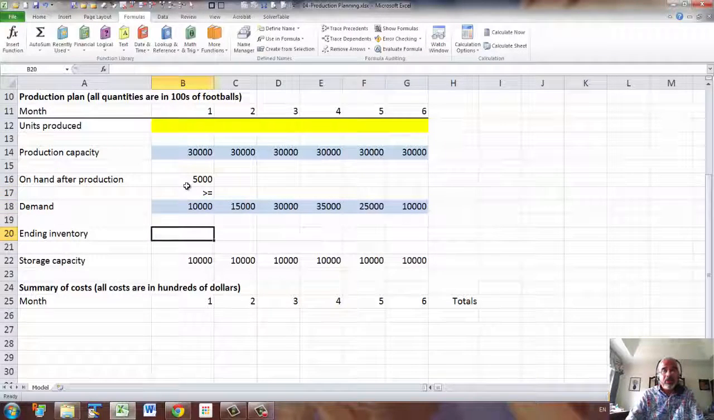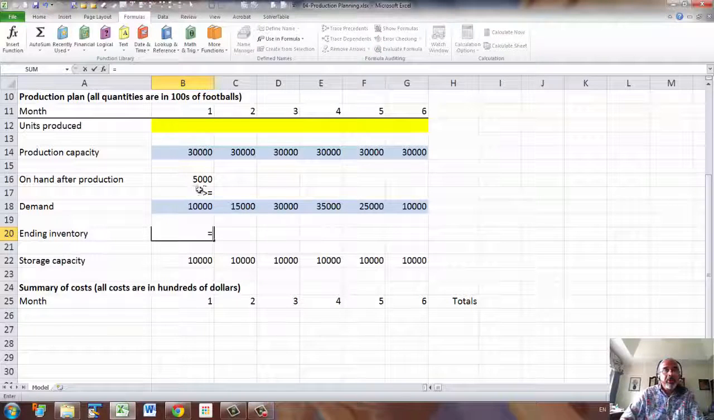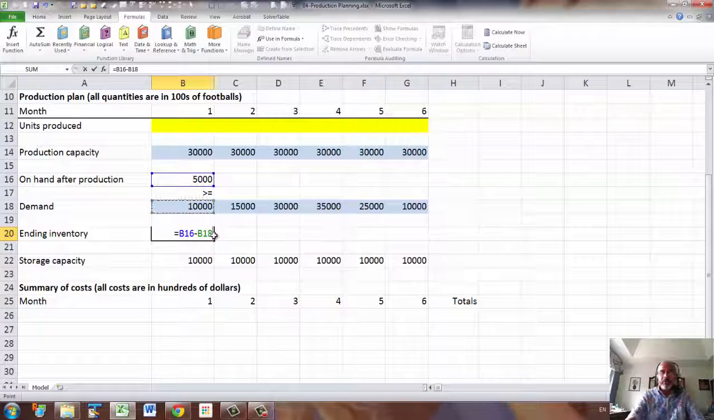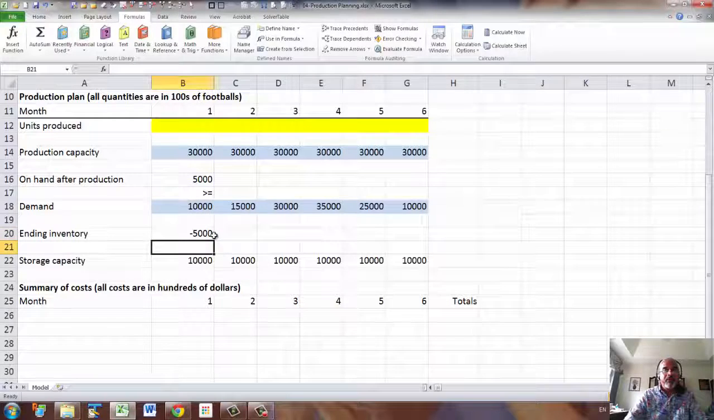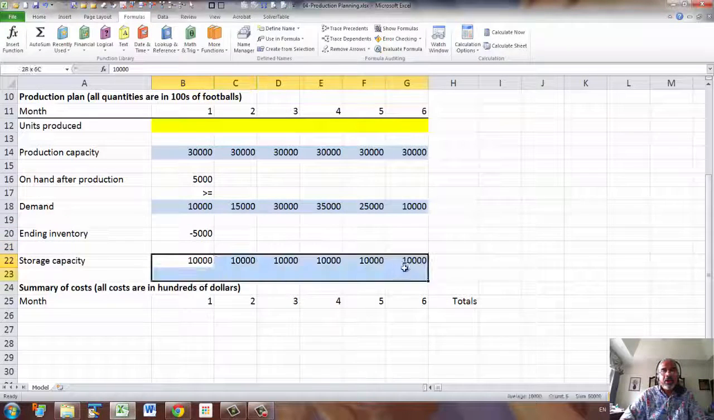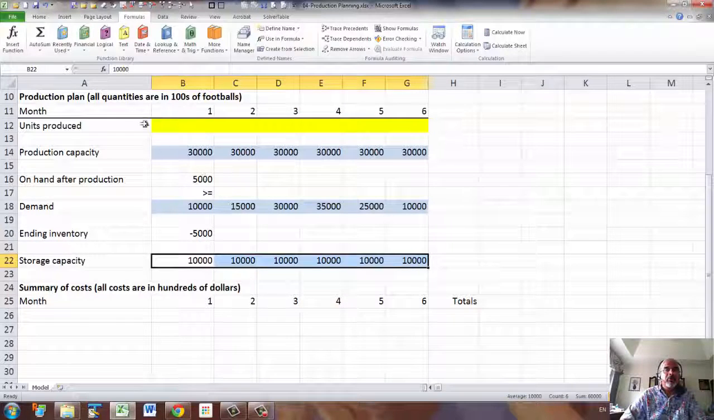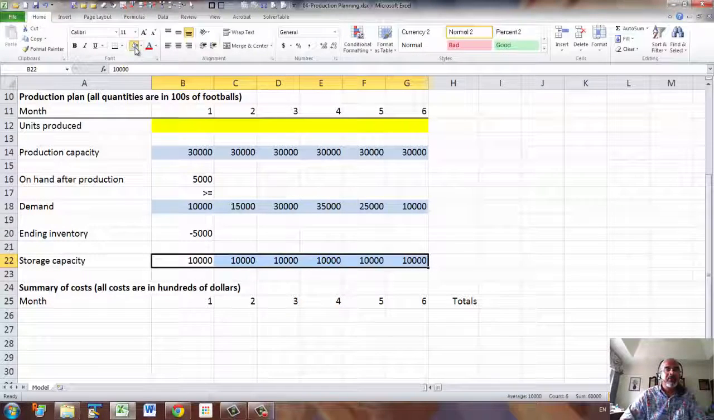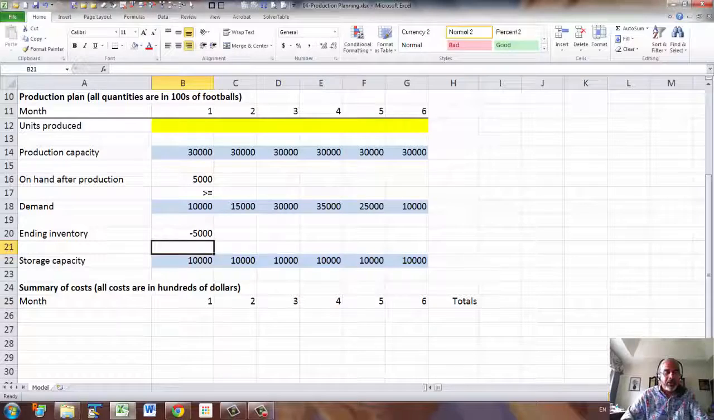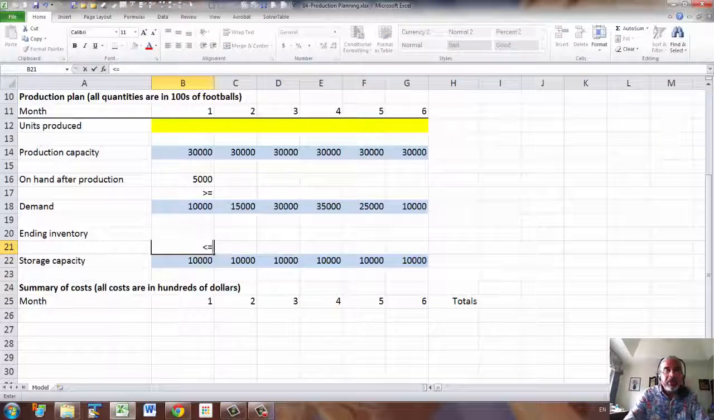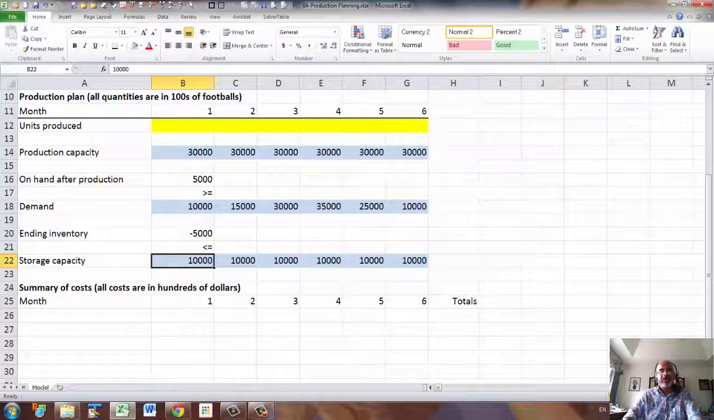Now ending inventory is the amount available on hand after production minus the demand. So that's what will be the ending inventory remaining. And that ending inventory cannot exceed the available storage capacity. Storage capacity is given as 10,000 units, so that should be less than or equal to that.